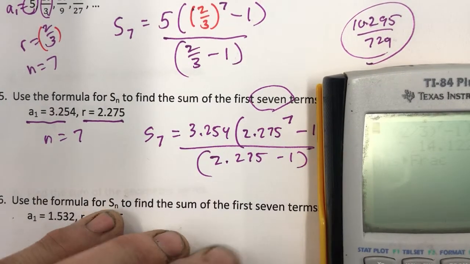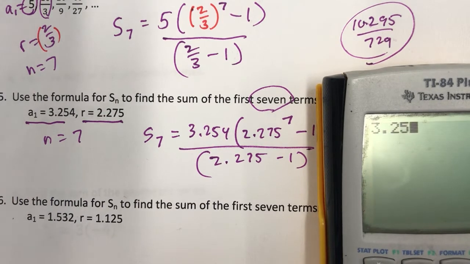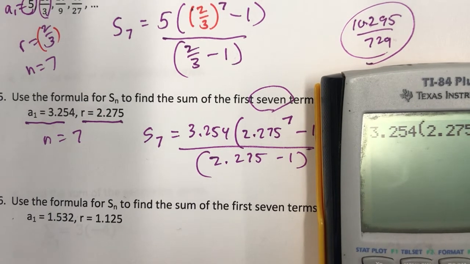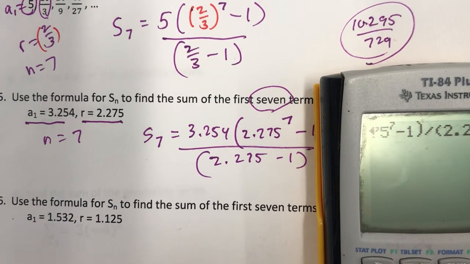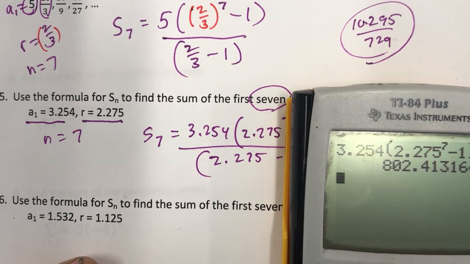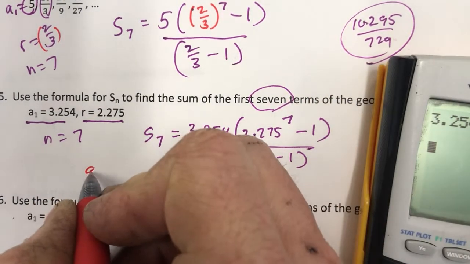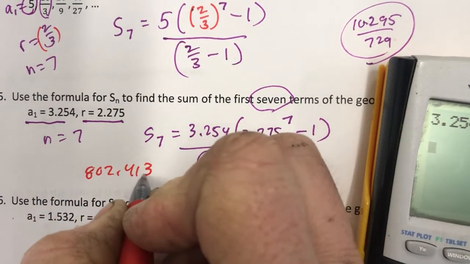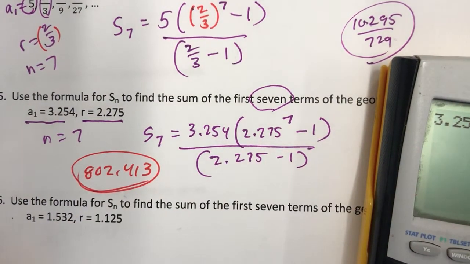All right, so 3.254, and then 2.275 to the 7 power minus 1, divide by, and then 2.275 minus 1. And there it is right there, 802.41. I think it would ask you to round it maybe 3 places. So 802.413. That's my sum.